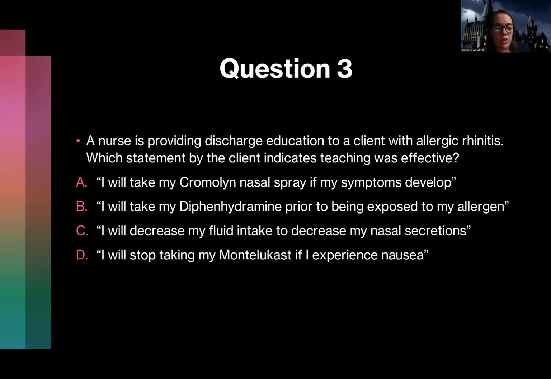The cromolyn nasal spray, that is something we take preventatively. We don't take it after. We can take it before the allergy season starts. We can take it prior to being exposed to an allergen, but we don't take it after. It doesn't treat, it prevents. Diphenhydramine or Benadryl can be used before getting exposed to an allergen. I had a friend who had really bad allergies, and she would always take Benadryl before coming over and hanging out with us. And then, like I said, for the other two, we want to increase our fluid intake and we never want to stop taking any medicine suddenly.